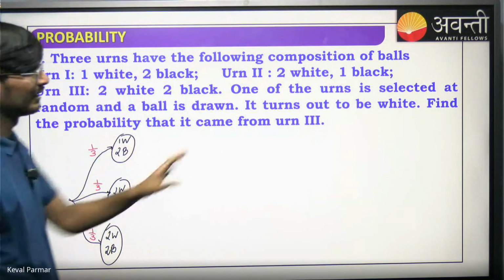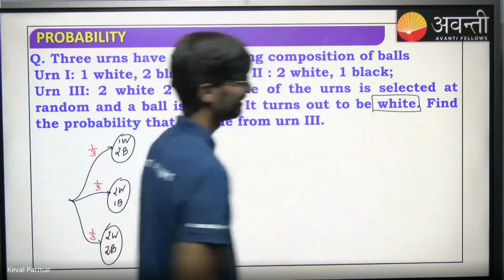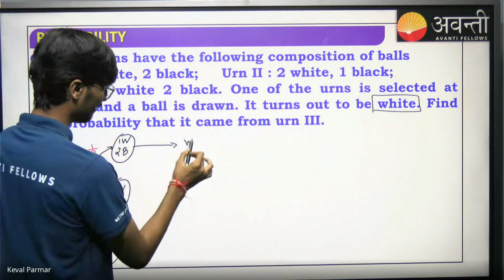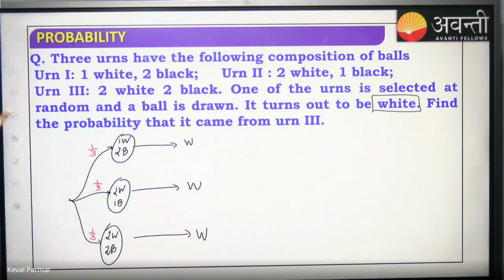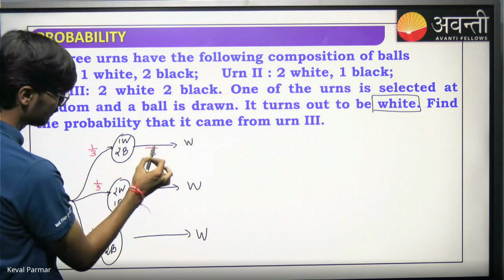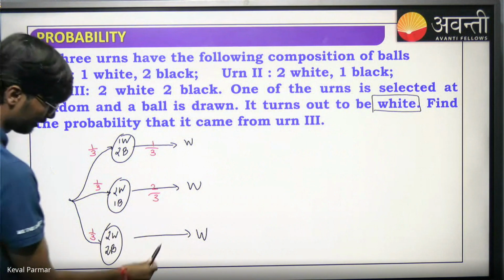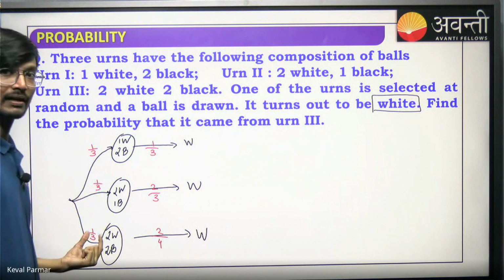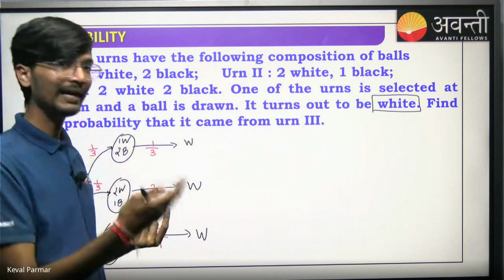Now, after that, we have been given the result that the selected color is white. So we have to get the probability of getting white. From this also we have white, from this also we have white. So here, what is the probability of getting white? There are total 3, out of which white is 1, so 1 by 3. Total 3, out of which white is 2, 2 by 3. Total 4, out of which white is 2, 2 by 4. So these are the probabilities of the urns getting selected. These are the probabilities that the color white will be selected.